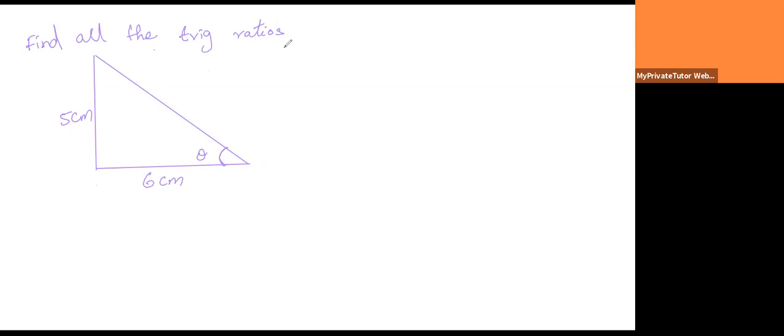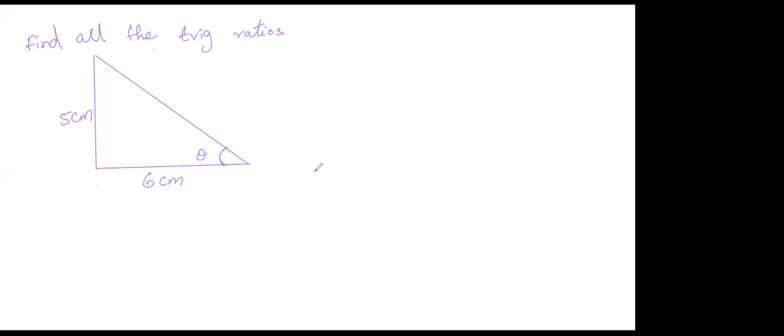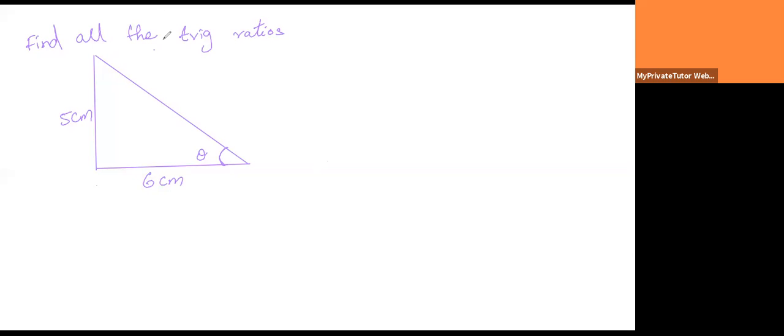Joseph, can you please tell me what the first step is here? Sine is equal to opposite upon hypotenuse. Yes, but we don't have the hypotenuse value here. So first, you name the sides. 5 centimeters is the opposite, and this one is the adjacent. We don't know the hypotenuse, so we need to find it. How do you find the hypotenuse? Using the Pythagoras theorem formula.